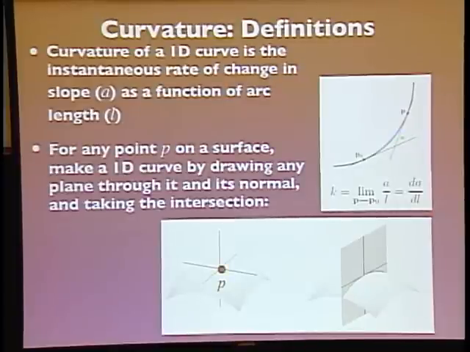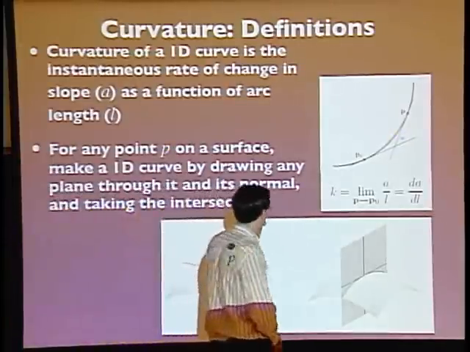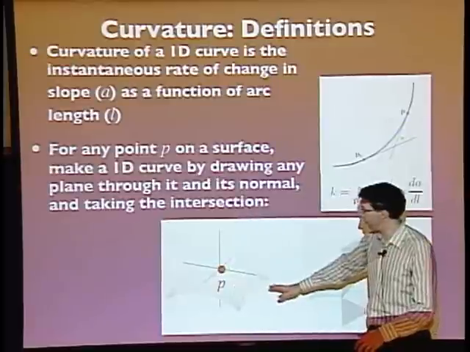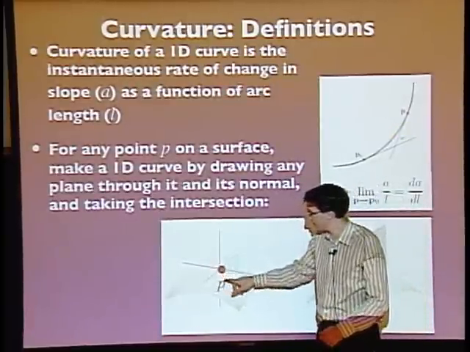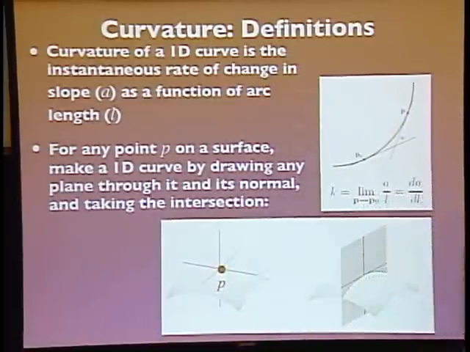Okay? So now, for a surface, we don't have one unique tangent line. So if we're in a 3D world, we can define a contour that goes in any possible direction through this point P. So how do we calculate the curvature? Well, here's how we do it.